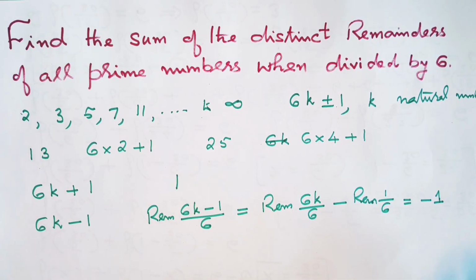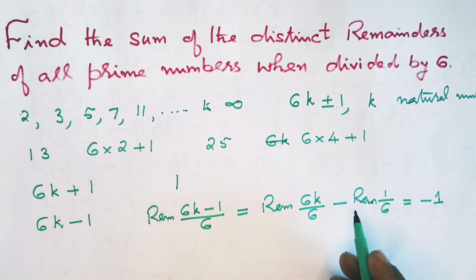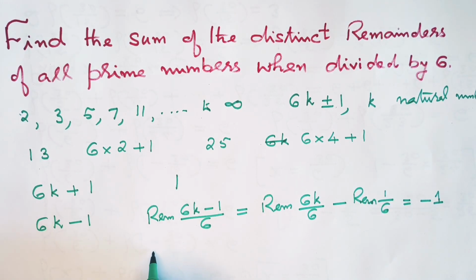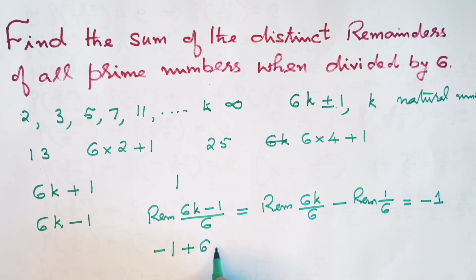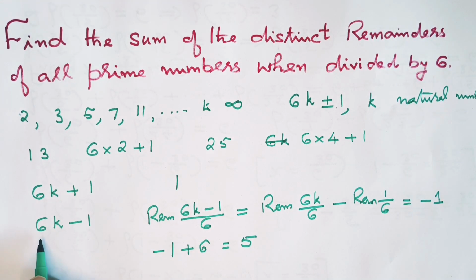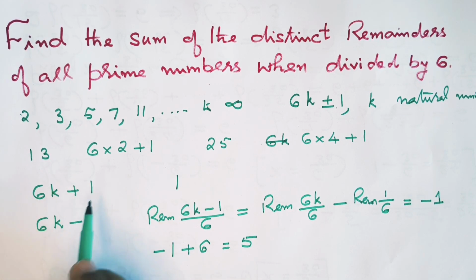As you know, remainder is always a positive integer. So if you get minus 1 as the remainder on simplification, how do you find out the correct remainder? To get the correct remainder, whatever remainder you got will be added to the divisor, which is 6, and that gives 5. So 5 is the remainder of a prime number expressible in the form 6k minus 1 and 1 is the remainder of a prime number expressible in the form 6k plus 1.